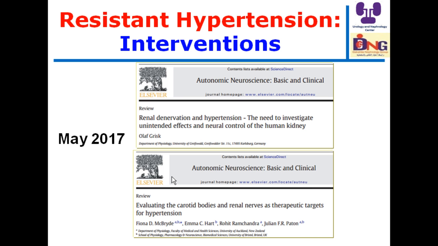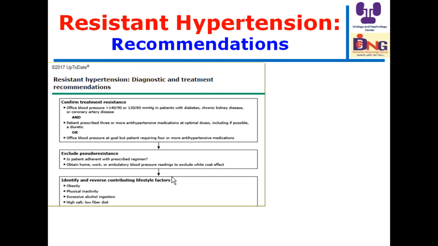So the recommendation for management of resistant hypertension: confirm treatment resistance. Office blood pressure above 140/90, or 130/80 with diabetes, chronic kidney disease, or coronary artery disease, and the patient prescribed 3 or more medications, possibly including diuretics, or office blood pressure at goal but patient requires 4 or more antihypertensive medications. Exclude pseudo-resistance. Is the patient adherent or not? Obtain home, work, or ambulatory blood pressure readings to exclude white coat effect.